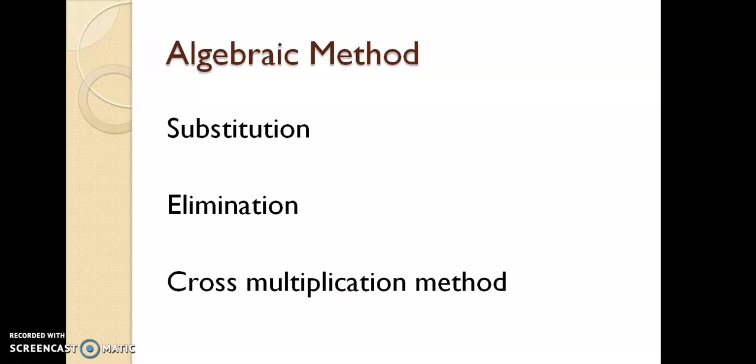First, the algebraic method. Under the algebraic method, three methods are available for solving a pair of linear equations. One is the substitution method, the second is the elimination method, and the third is the cross multiplication method. These three methods are very useful to solve a pair of given linear equations, right? So let us see the first method, that is the substitution method, now.